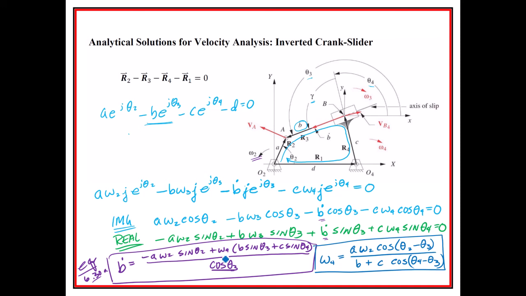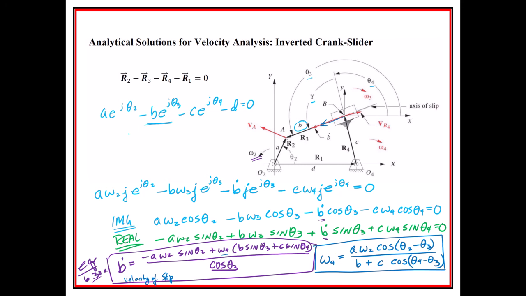Once we have ω4, we're able to put it back in there and find b dot. This is called the velocity of slip, by the way. Velocity of slip. It's the changing of the length of this link, but we treat it as if that's the direction that it's going.